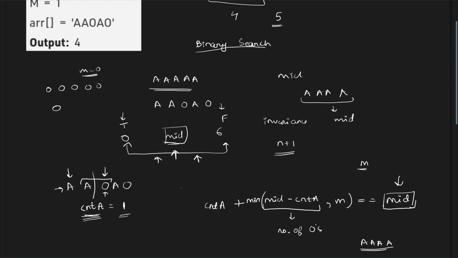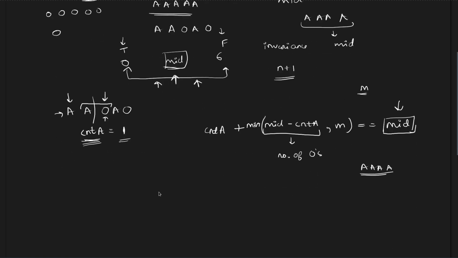How do we check whether the answer at mid exists or not? We have this checker function where we use a sliding window to count the number of A's and the number of O's in any particular substring of length mid. Then we see how many of those O's we can replace with A's, because we can only replace up to m number of O's.